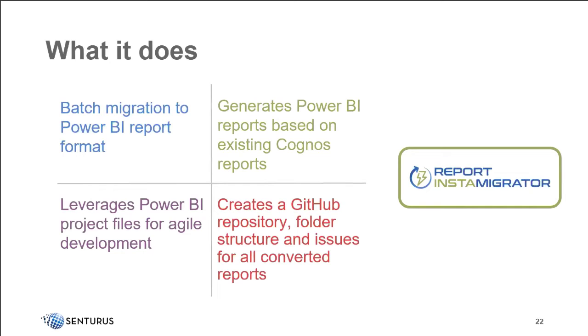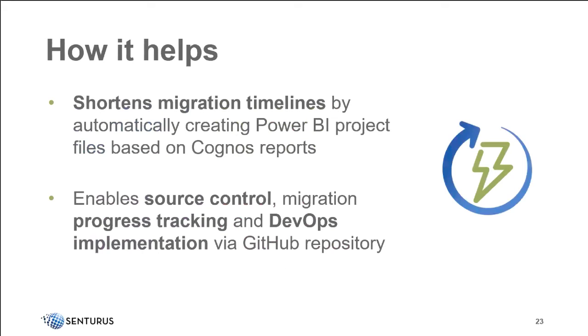The InstaMigrator also creates a GitHub repository, and it sets up a folder structure and creates GitHub issues for all of the reports that are converted. So anything that we aren't able to automatically convert, because there often will be complicated expressions that can't be easily converted to DAX, things like that, we'll create GitHub issues, which are kind of like trouble tickets in GitHub, so that you have a record of what needs to be addressed in a particular report. And Dennis will show a demo of that here shortly.